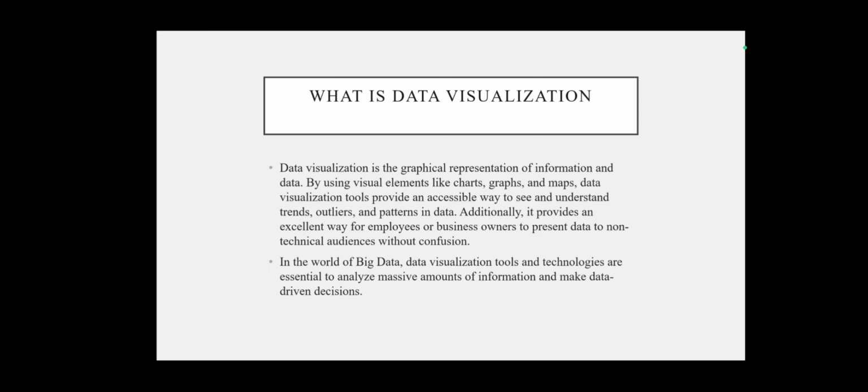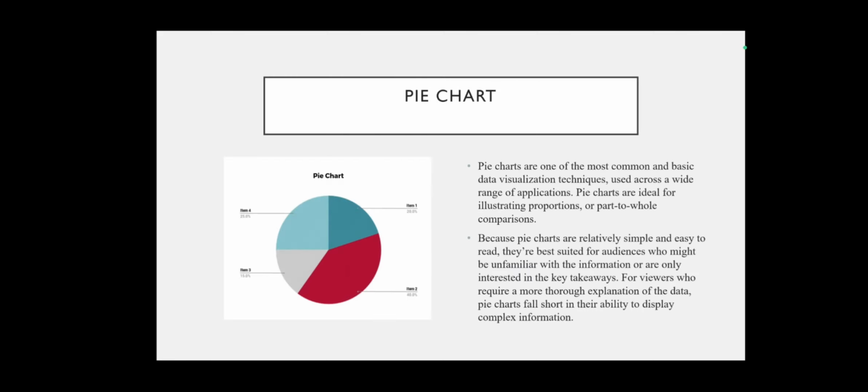Types of data visualization techniques. There are five different techniques: pie chart, bar chart, histogram, scatter plot, and map. And the first one, pie chart. Pie charts are one of the most common and basic data visualization techniques used across a wide range of applications.